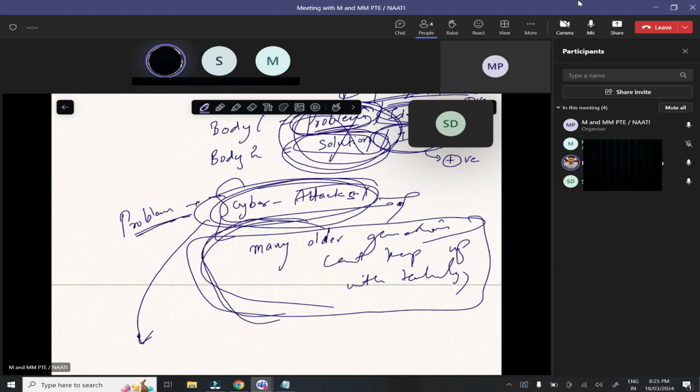Yep. Good. Yes. Or if you were to use the second one, we could have said the most concerning and challenging part, which has been a trend, is many older generations cannot keep up with technology. That's it. One line sentence.